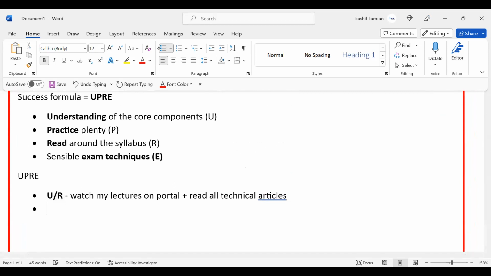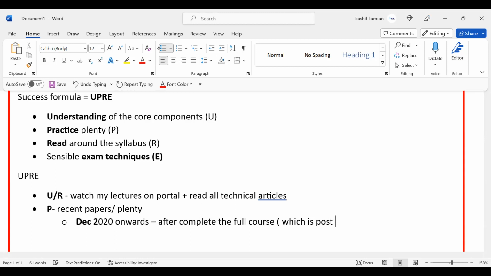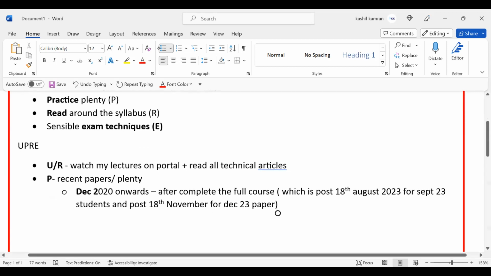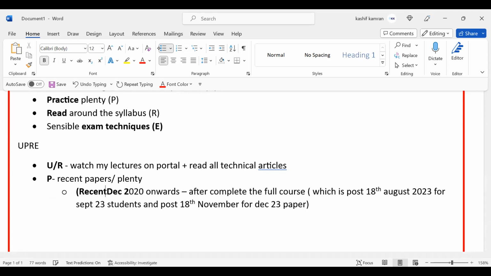Now, once you're done with U and R, it's about P, practice, and practice of the recent papers. Recent papers and plenty. How would you do it? I prefer that you do the papers from December 2020 onwards after completing the full course, which is post 18th August 2023 for September 23 students and post 18th November for December 2023 students, right? So you will keep those last papers, the good, recent papers, once you have completed the entire course.